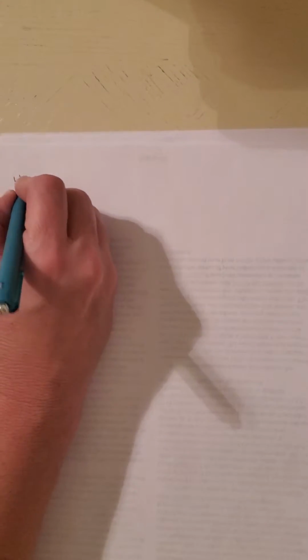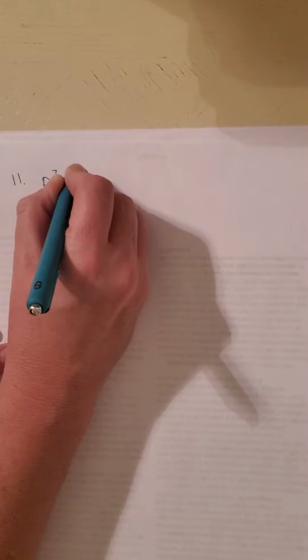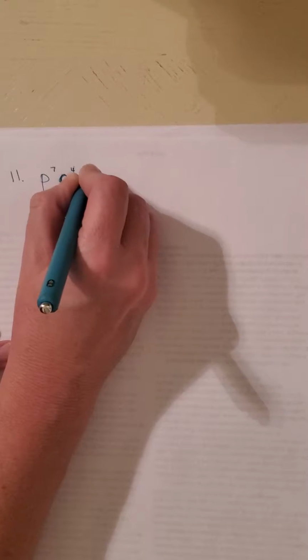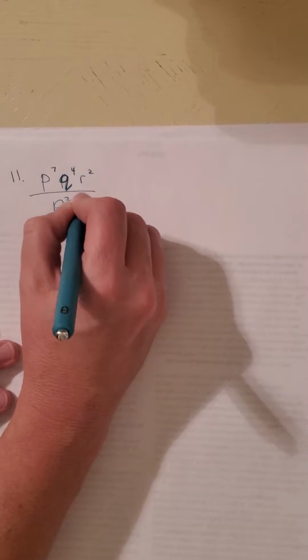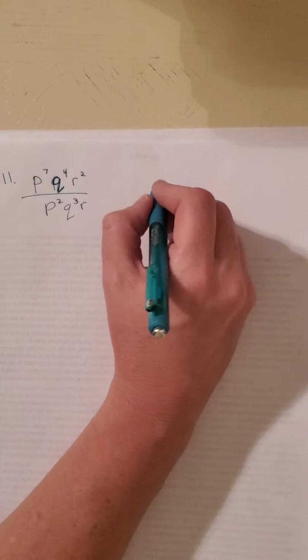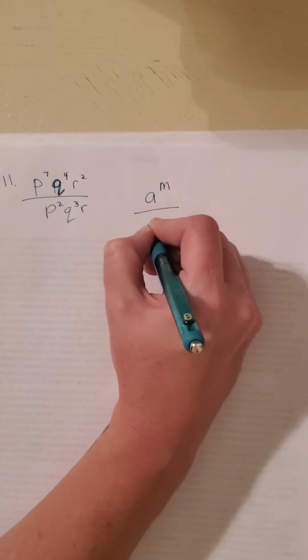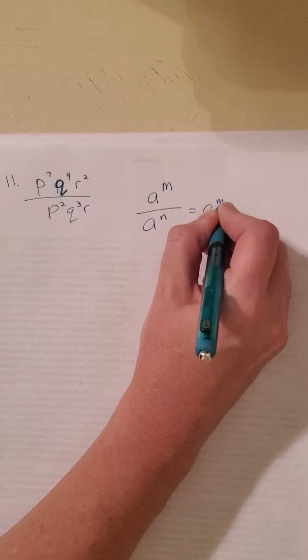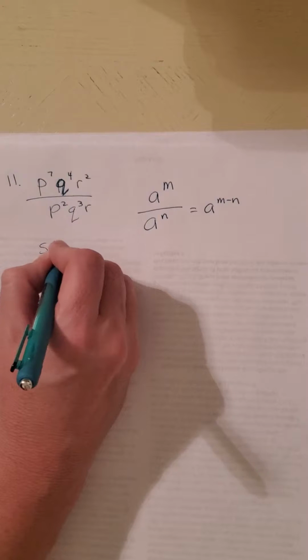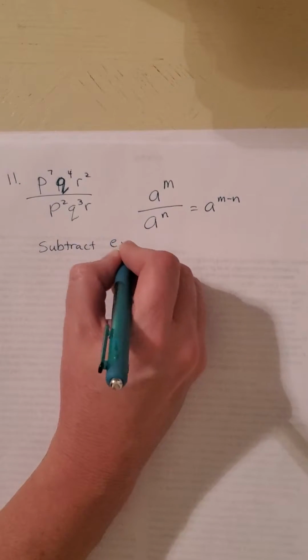All right, moving on to number 11. It says Tim is going to simplify the expression p to the 7th q to the fourth r to the second over p to the second q to the third r. What step will he need to use for each variable? So if he's dividing, then the rule that he would be using is that a to the m divided by a to the n is equal to a to the m minus n. So he'll be subtracting the exponents. And so the correct answer is to subtract the exponents.